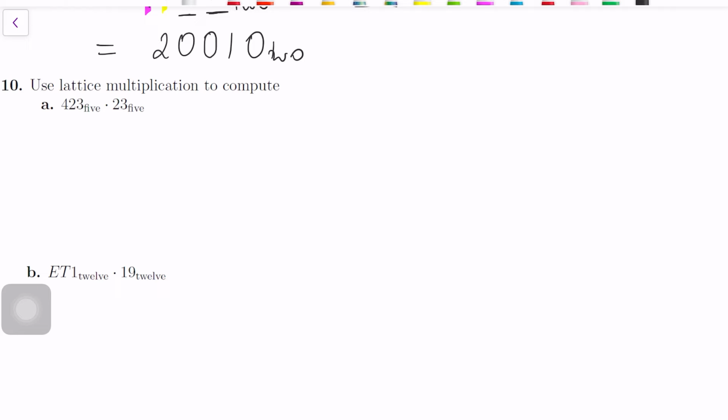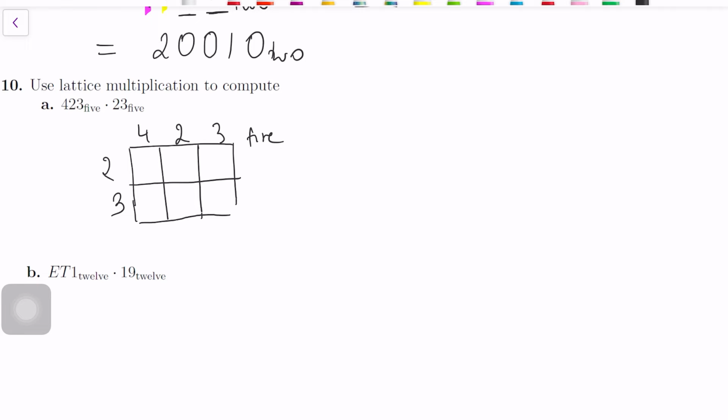Okay, so lattice multiplication means that I create this grid. On top, I put the 4, 2, 3. And here I will put 23. So maybe here somewhere in the middle. 4, 2, 3, and we're in base 5. And here is 2, 3, and again we're in base 5. So I'm multiplying, and each field here is divided by a diagonal, because in each square, on top I will denote how many 5s I have, on the bottom how many units I have. So how many longs and how many units.